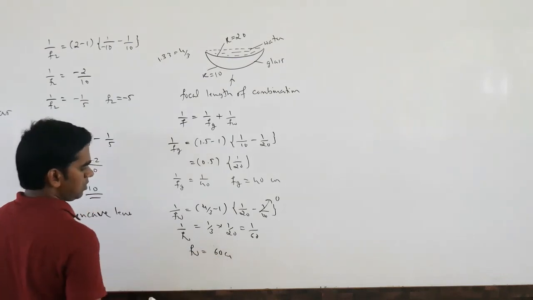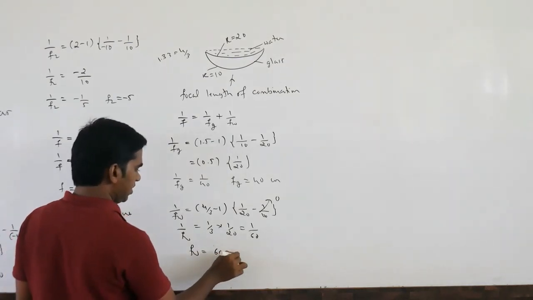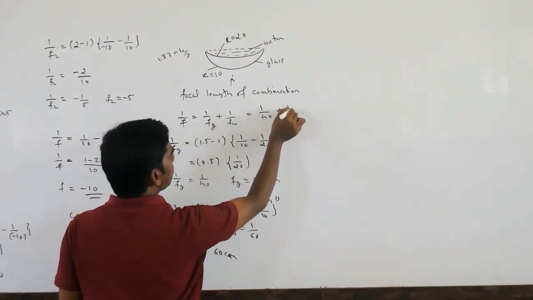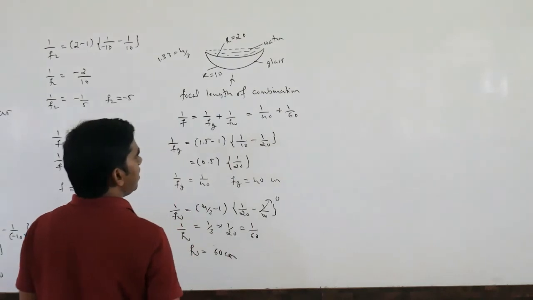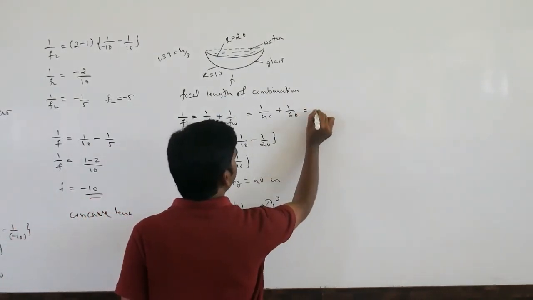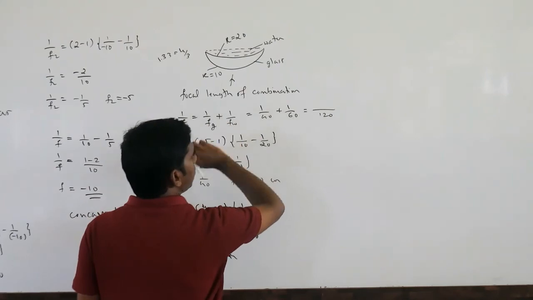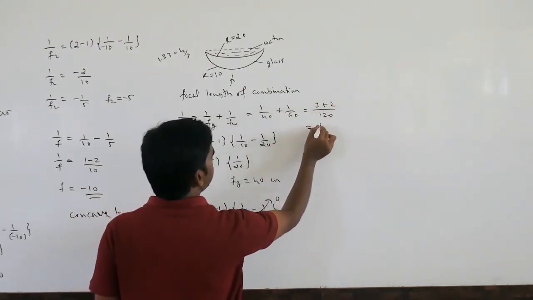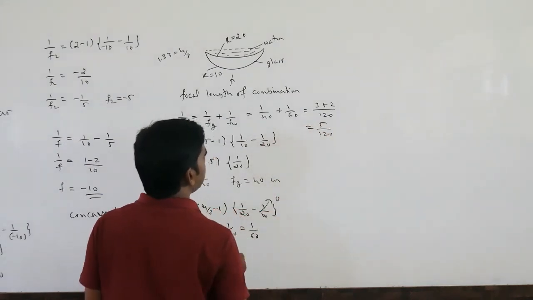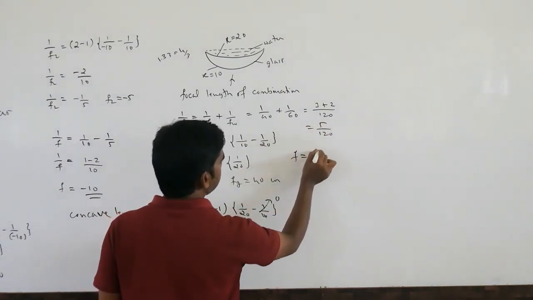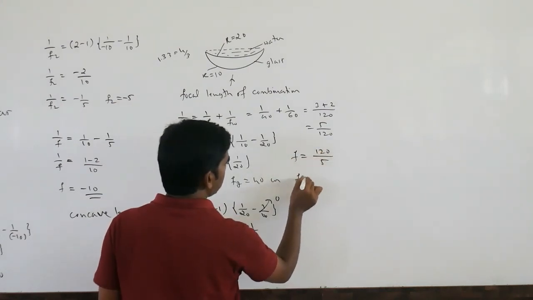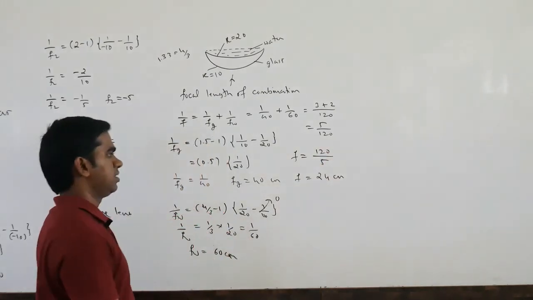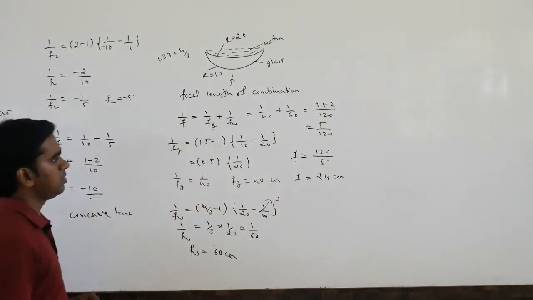Okay. So if you apply this here, 60 centimeter, so this will become 1 by 40 plus 1 by 60. And for 40 and 60 you can take the LCM as 120. So 120, 4 3 is 3 plus 2. So what you will get is 5 by 120, or focal length equals 120 by 5. So focal length equals 24 centimeter. Okay. So this is how you can solve the problem.